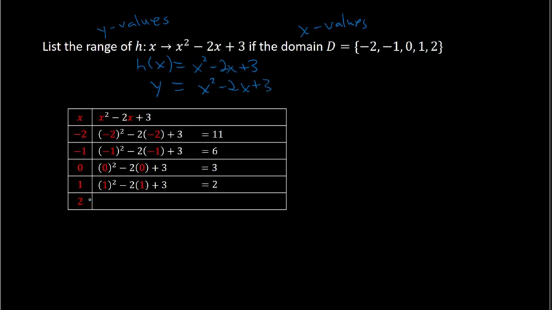And then lastly, we plug a 2 in. So we have 2 squared minus 2 times 2 plus 3. 2 squared is 4. 2 times 2 is 4. So 4 minus 4 is 0. 0 plus 3 would give me 3.